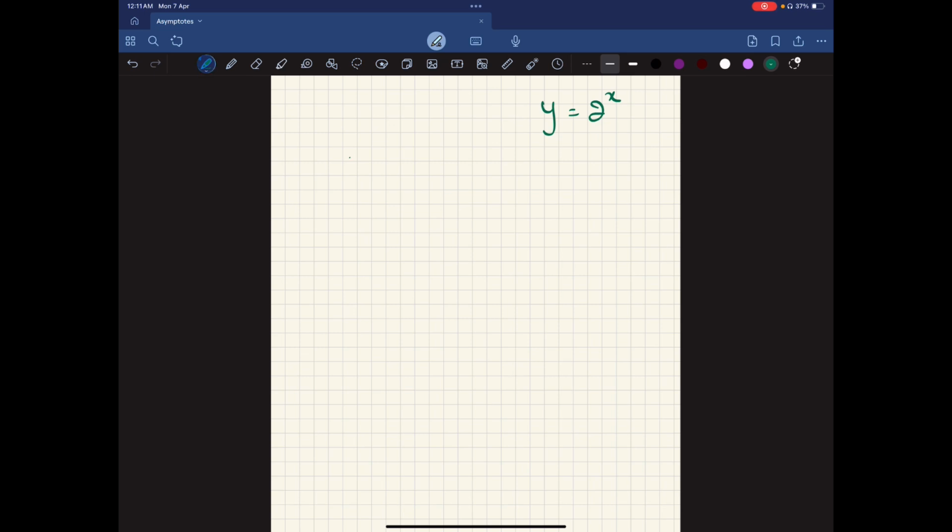And you sketch it here. Okay, wait. Okay. And let's just figure out the y-intercept. So for y-intercept, we put x is equals to 0. So 2 raised to the power 0 is 1. So our y-intercept is 1.